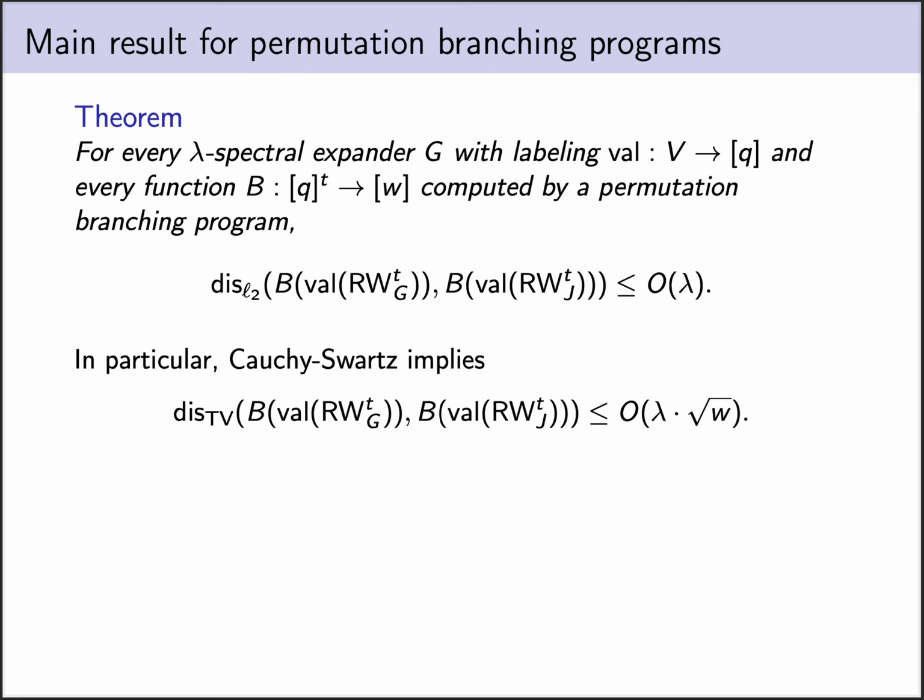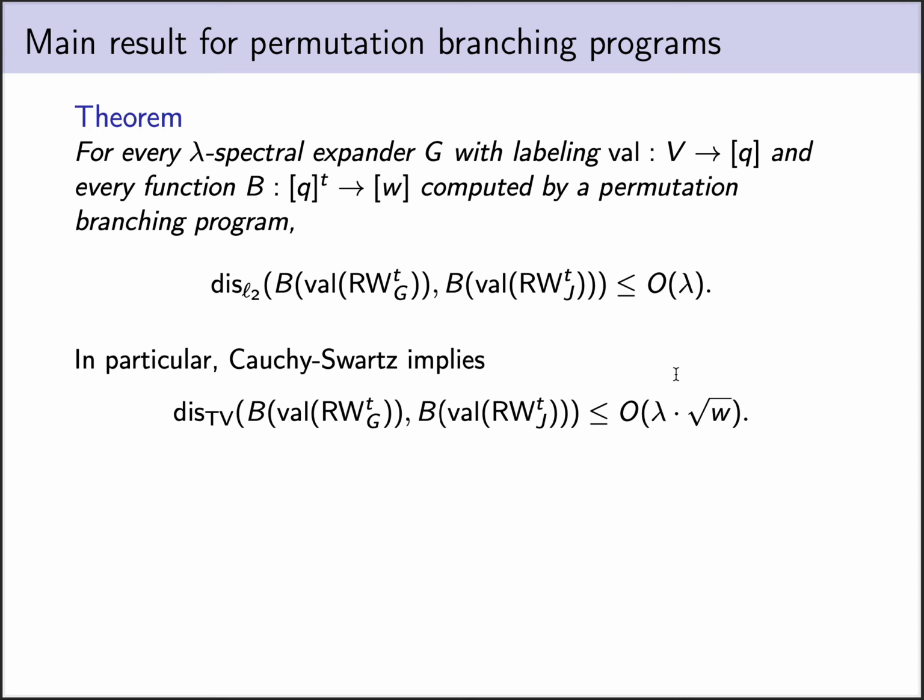Now, our main result for permutation branching programs is that for every lambda spectral expander G with arbitrary Q-ary vertex labeling for any Q, and every permutation branching program, the L2 distance between the output of the program when applied to the sequence of labels from a random walk on our expander graph G versus the output of the program on a sequence of labels from a random walk on the complete graph J is at most big O of lambda. So, big O of lambda L2 bound.